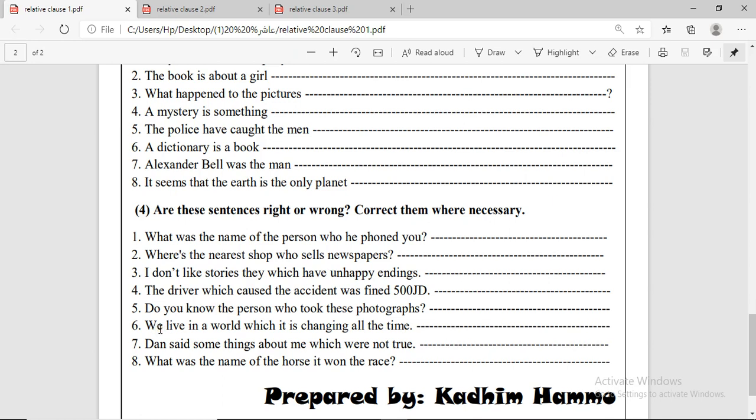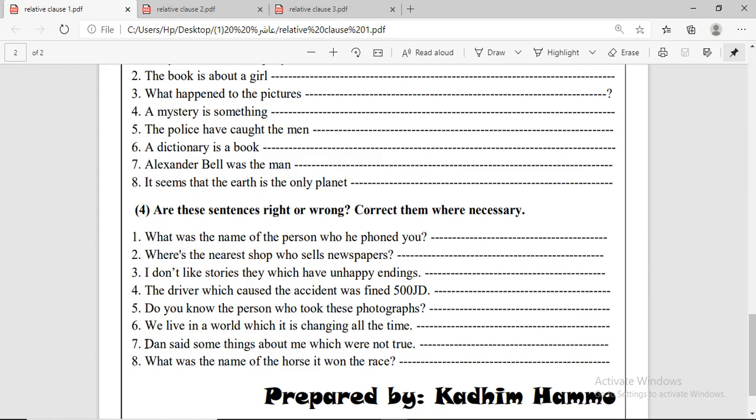Number 6. We live in a world which it is changing all the time. There is a mistake here. Where is it? It. We don't have to mention it because we are talking about the world. It refers to the world. So we have to delete it. We live in a world which is changing all the time.